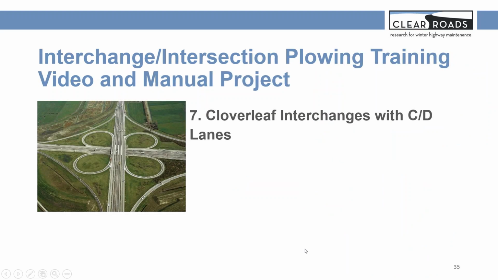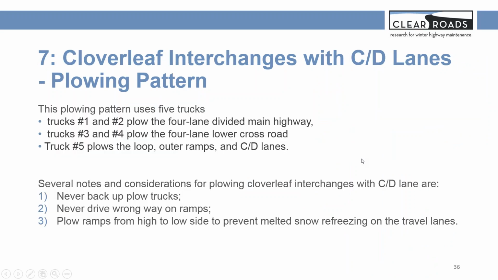Number 7 is the Cloverleaf Interchange with city lanes. This will be more complicated. So here we use 5 tracks. Tracks 1 and 2 plow the main highway. Tracks number 3 and number 4 plow the lower crossroad, and track number 5 takes over all the loops, ramps, and city lanes.